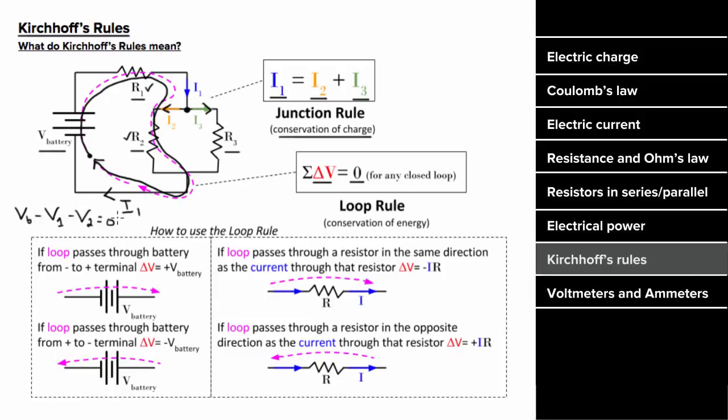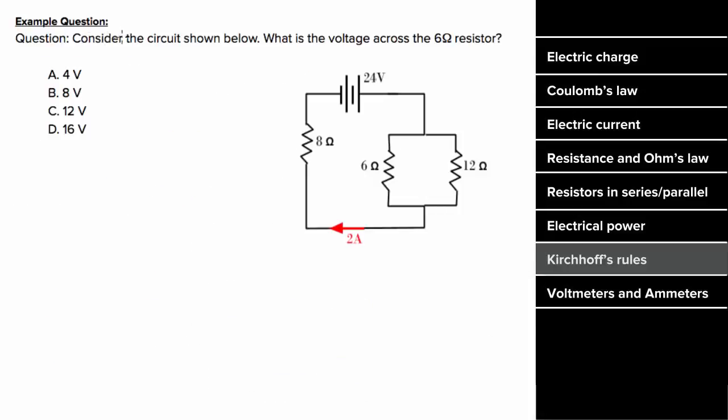So what does an example problem involving Kirchhoff's rules look like? Let's say we had the circuit below and we wanted to determine the voltage across the 6 ohm resistor. To do this, we could use the loop rule. I'll start behind the battery and go through the resistor I want to determine the voltage across. I'll add up all the voltages across that loop and set it equal to zero. So the voltage across the battery is going to be positive 24 volts, minus the voltage across the 6 ohm resistor, and then minus the voltage across the 8 ohm resistor, which has to equal zero.